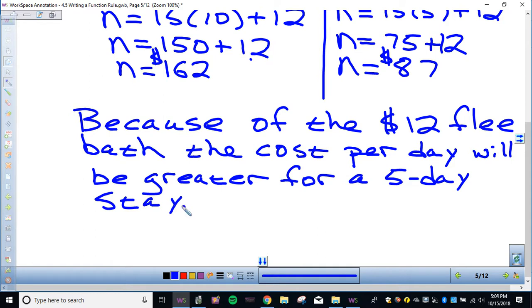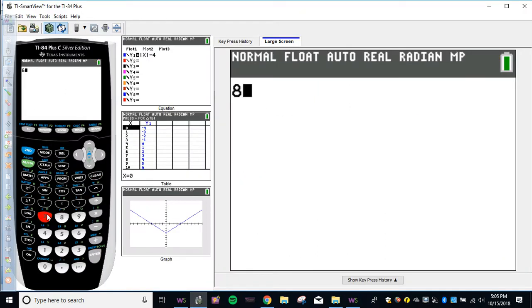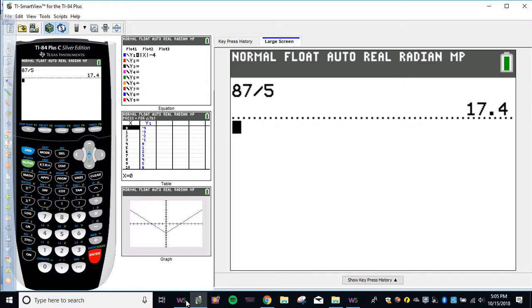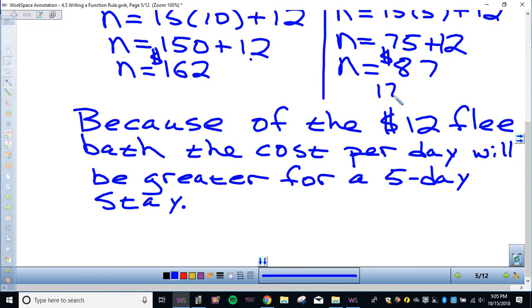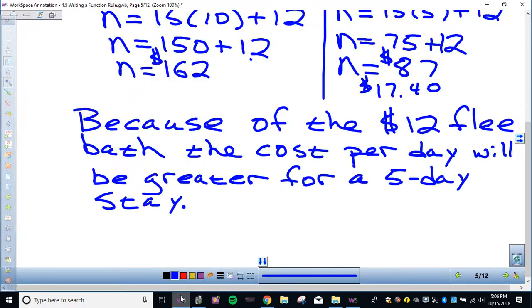And I just want to show you how the math works for that. So if we go back to the graphing calculator, I'm going to clear it out. We have $87 divided by 5 because it was a 5-day stay. So you end up paying $17.40 per day. Whereas with 162, we're going to do 162 divided by 10. Hopefully many of you can do that in your head because all you have to do is move the decimal 1 over. So when you stay 10 days, your average cost is $16.20 per day.